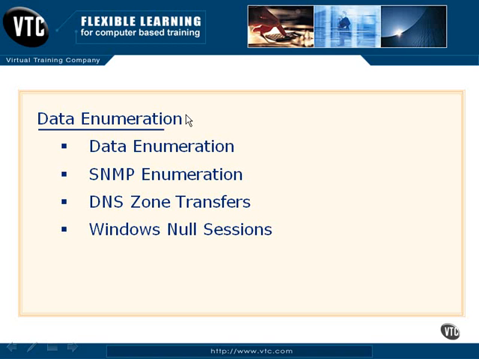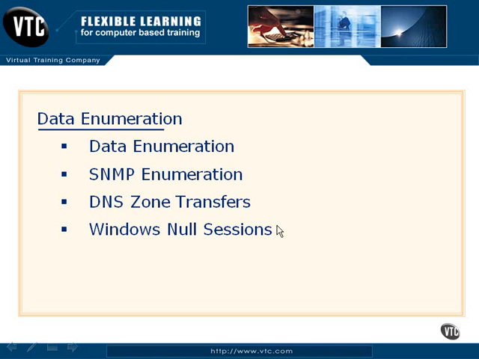So starting things off, we're going to go over the concept of data enumeration and what we're looking to gain by doing that. Next, we're going to move into SNMP, or Simple Network Management Protocol, and the associated possibilities for enumeration there. Followed by DNS zone transfers. Because DNS is such a critical component of the internet and most enterprise networks, there's a good bet that there's a lot of great information there that we could use for hacking.